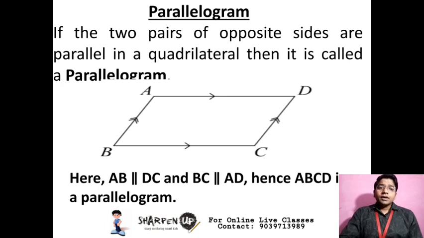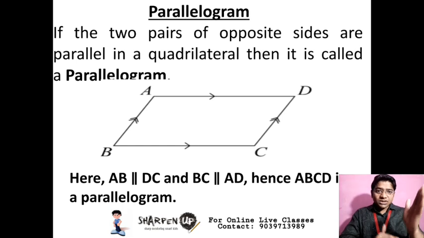Parallelogram. If two pairs of opposite sides are parallel in a quadrilateral, then it is called a parallelogram. In this quadrilateral, AB is parallel to DC and they are opposite sides. In the same way, AD and BC are opposite sides and they are again parallel. So we call it a parallelogram.